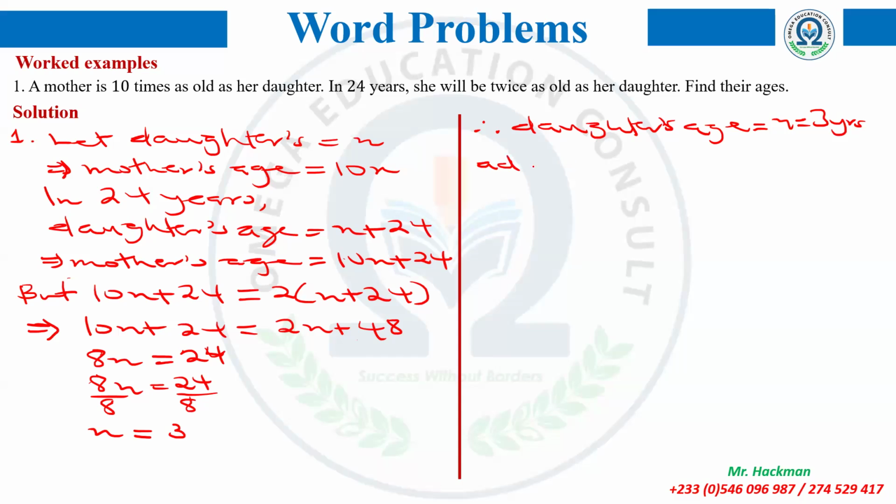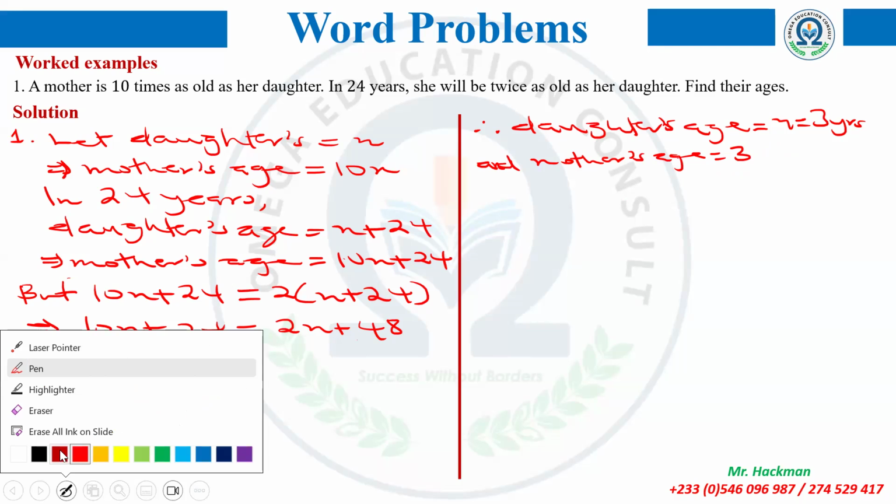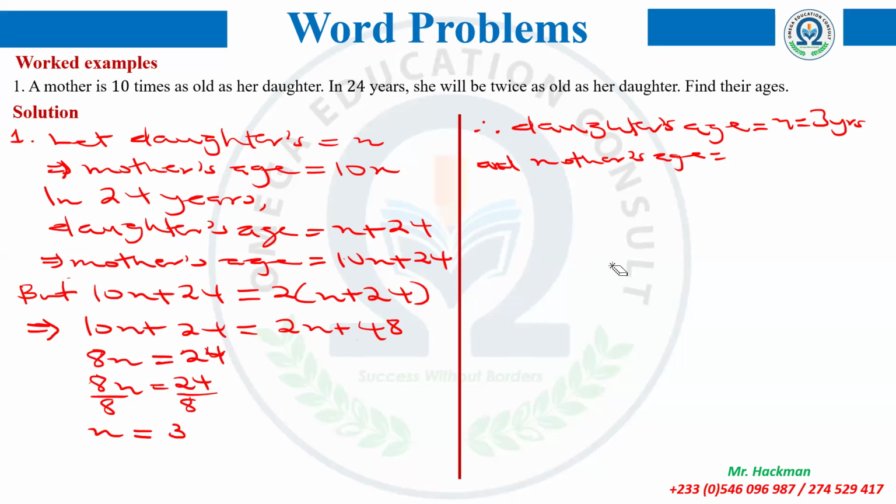And the mother's age will be equal to 3 times x. Is that not it? Is it 10? Oh, sorry, yes, 10 times x, not 3 times x. So let's go. That will give us 10 times x. So that will be 10 times 3. So that will be 30 years.